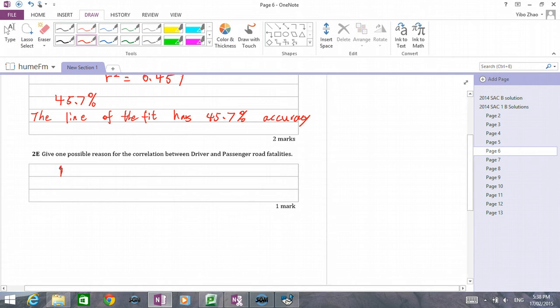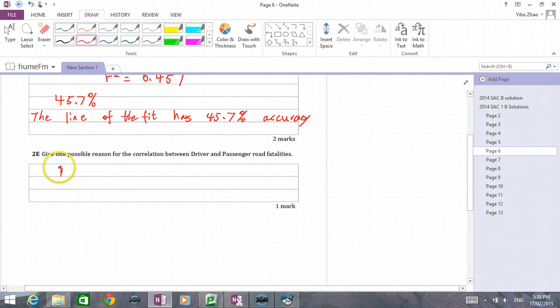Or you can write down something like a reduction in road fatalities over the years has caused both driver and passenger fatalities to decrease. If you look at the data, you can write anything that makes sense, basically.